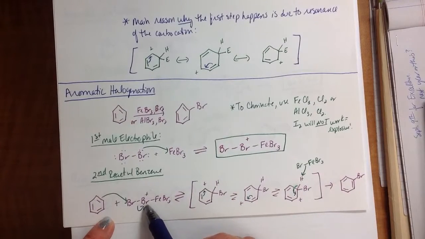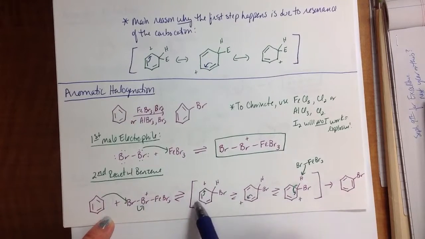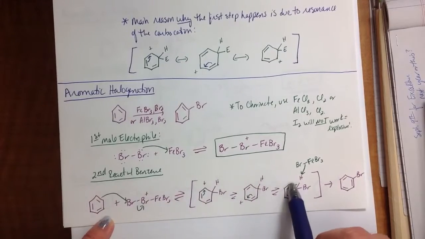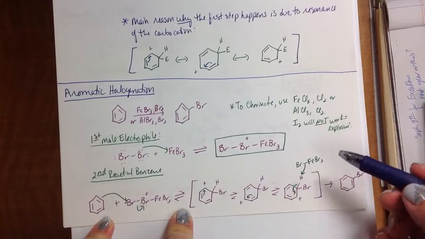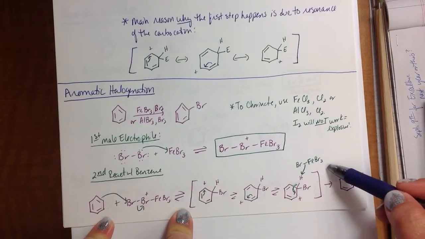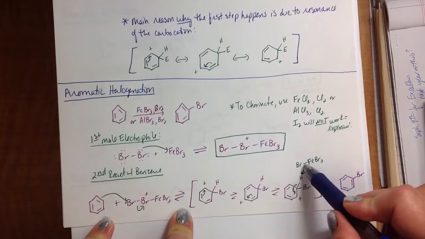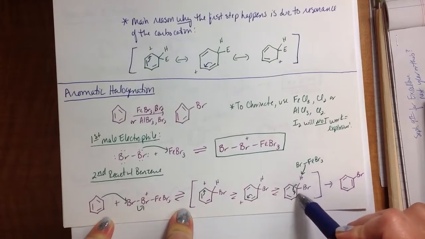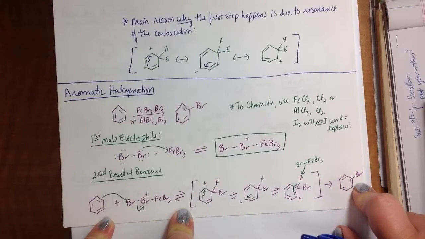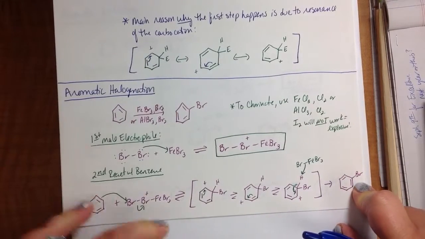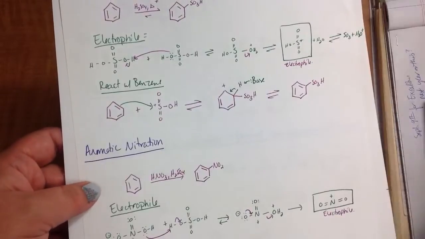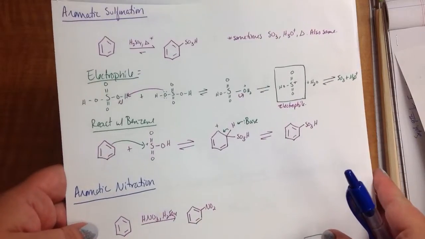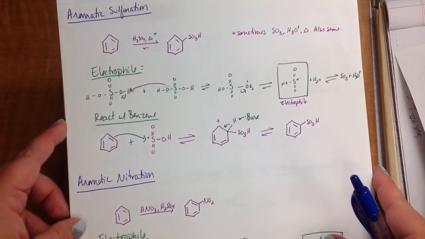Electrons go back over. Remember how this is resonance stabilized. I drew it out this time. I didn't in other times, but it always still happens that way. And then the FeBr3, this guy will come back and grab him. Electrons fall back down, and you end up with the bromine right there. And so that's sort of the mechanism. Okay, that's your halogenation. Next comes sulfonation.